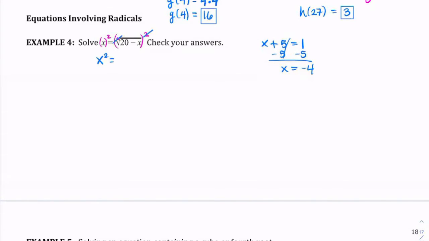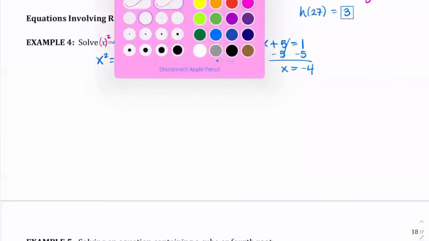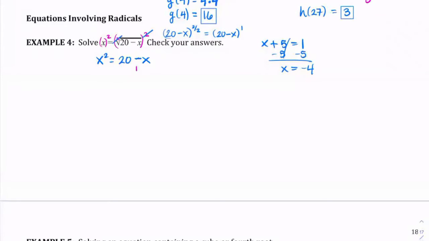Because we're going to get 20 minus x to the 2 over 2 if we rewrite this with a rational exponent. So this just ends up being 20 minus x to the first power, or just 20 minus x. So that was the whole point of squaring the right side, was to cancel out that square root. So now we have a radical equation to deal with, or sorry, a quadratic equation. And we know how to solve quadratic equations.